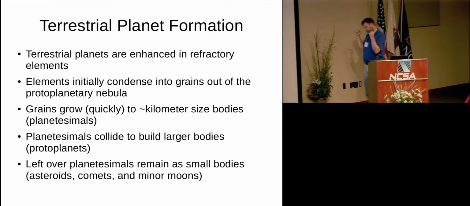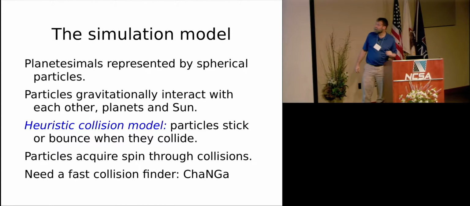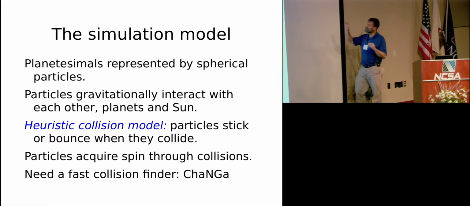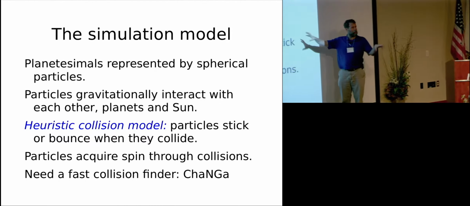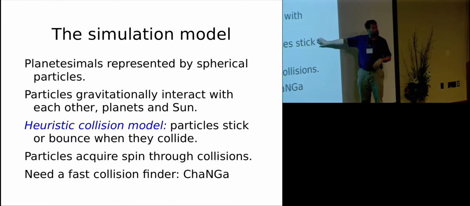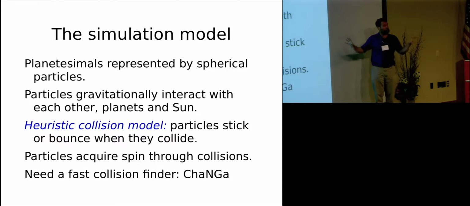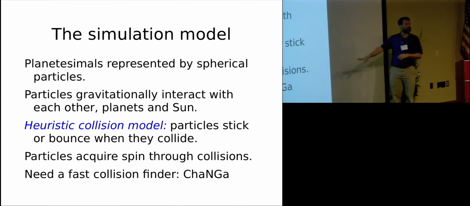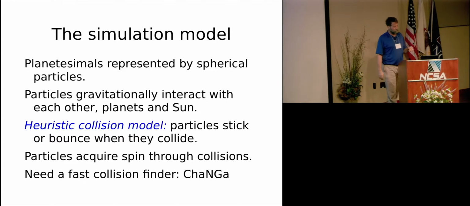But now we're not talking about gas or dark matter, which interacts only gravitationally. We're talking about solid objects that actually bump into each other. So our simulation model now is that we have these spherical bodies. You still have gravity, but then they bump into each other, and in the first instance they stick, but perhaps they bounce or they shatter depending on the collision velocity or impact parameter. But what we need to do is have something that can quickly detect those collisions. I got an idea. How about a tree-based collision finder? And so we have just recently put collision finding into the ChaNGa simulation code.